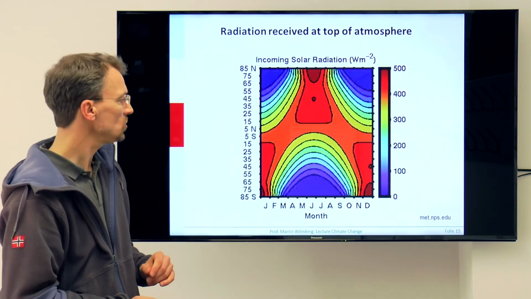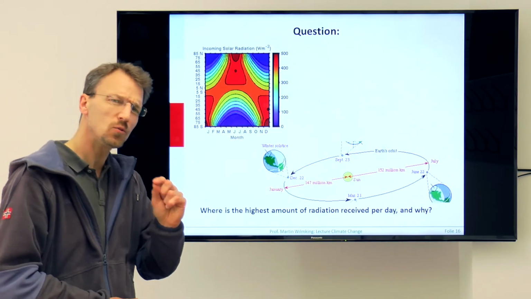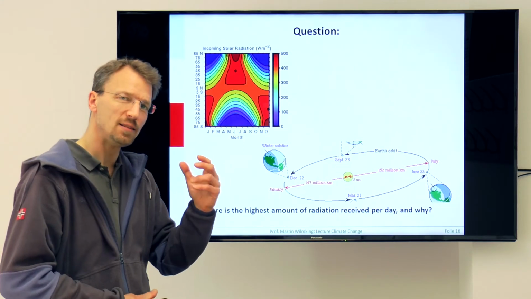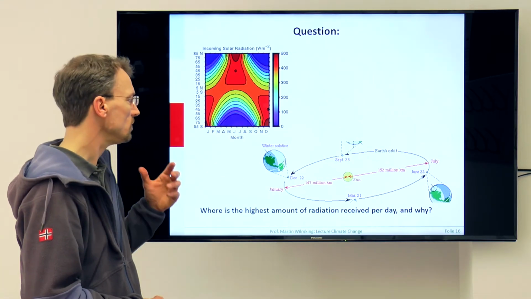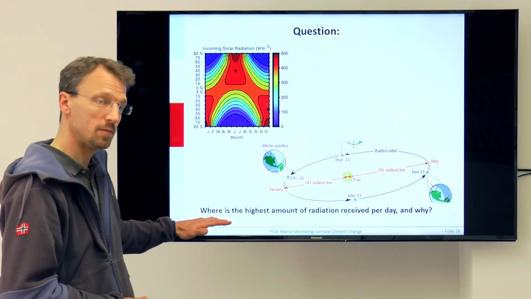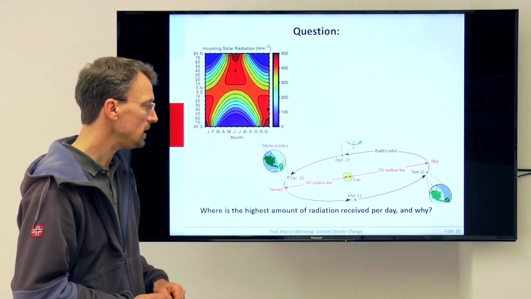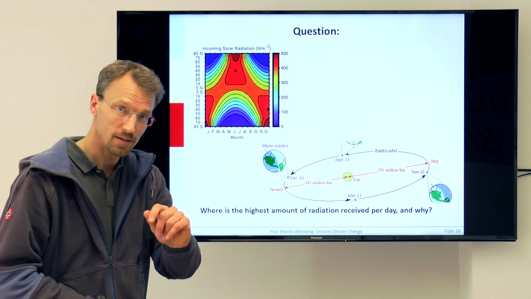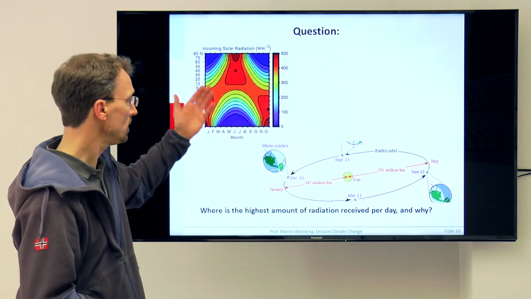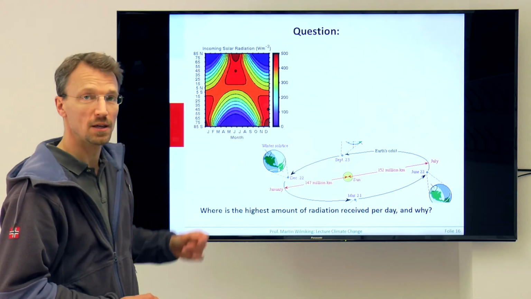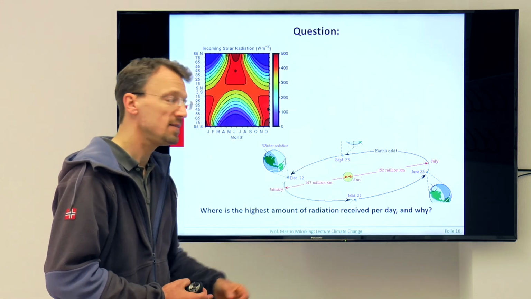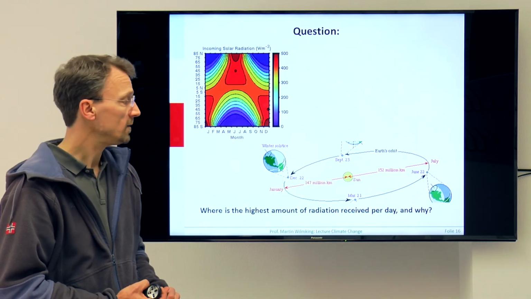And now my question to you would be, well, if we put those two together, to really understand the input of the energy from the Sun to the Earth, where is the highest amount of radiation received per day and why? This is the graph mapping the incoming solar radiation. Here is the other information you need to answer that question.